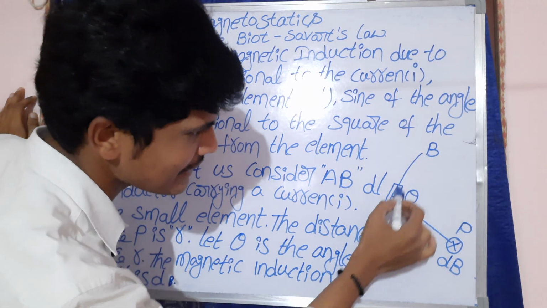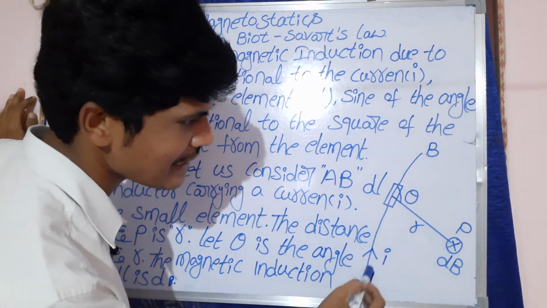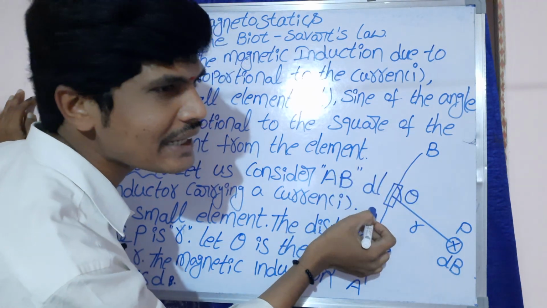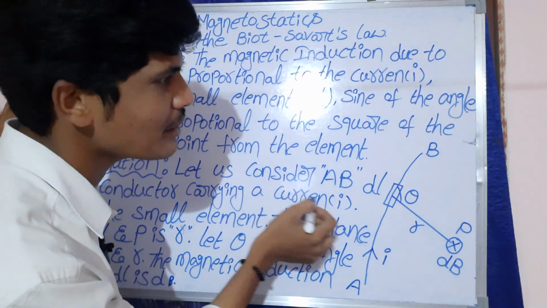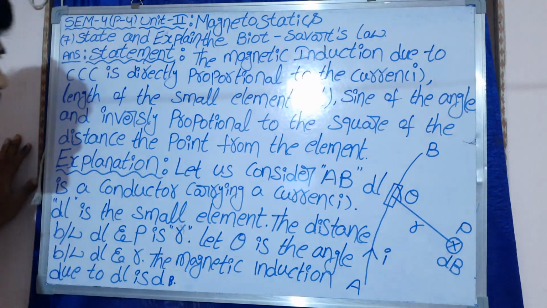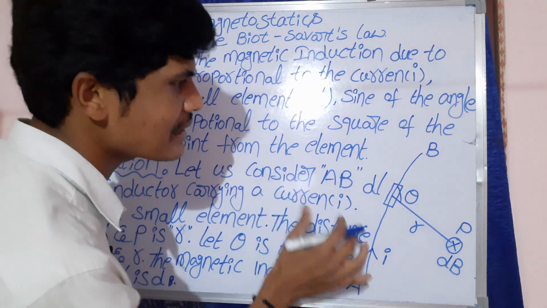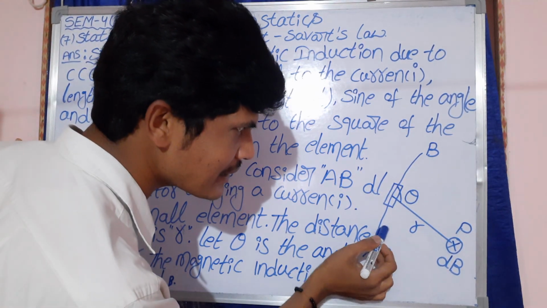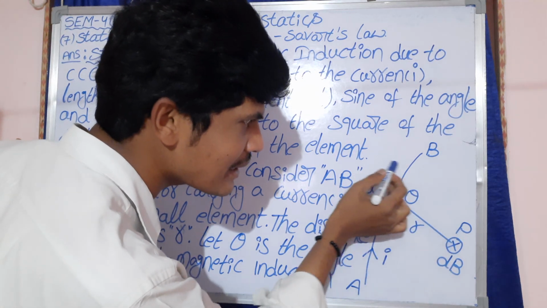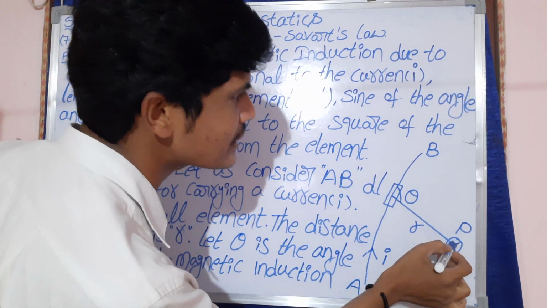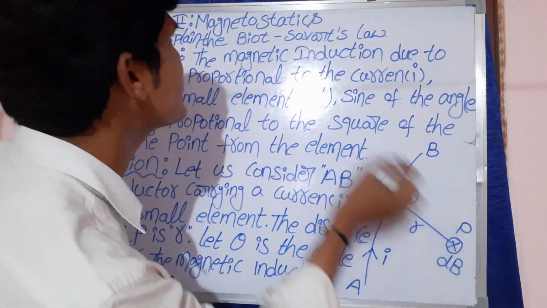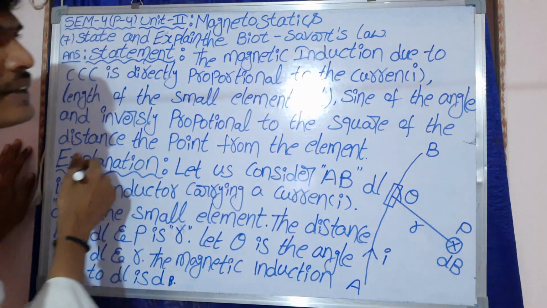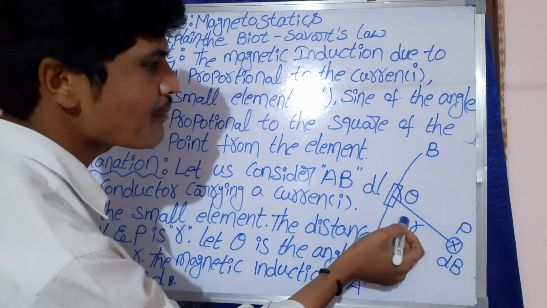So this is a current carrying conductor. A current carrying conductor produces a magnetic induction in the area around it at any point. This is called the Biot-Savart law. Biot and Savart, scientists, introduced this law in 1820.